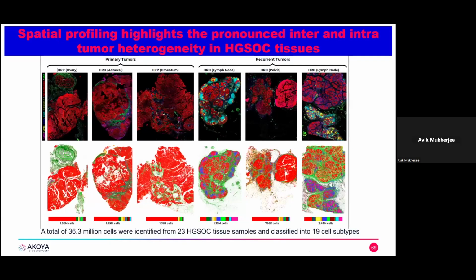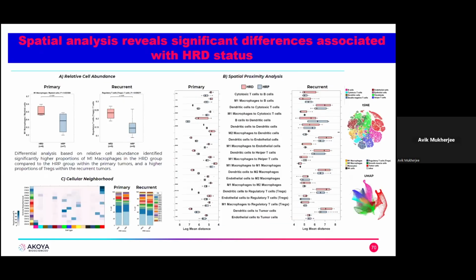This kind of similar study has been done looking at tumor heterogeneity in high-grade ovarian cancer, where you can see they looked at 23 tissue types and classified 19 cell types. And when they did analysis, they were able to look at the difference between the primary and the recurrent tumor types.